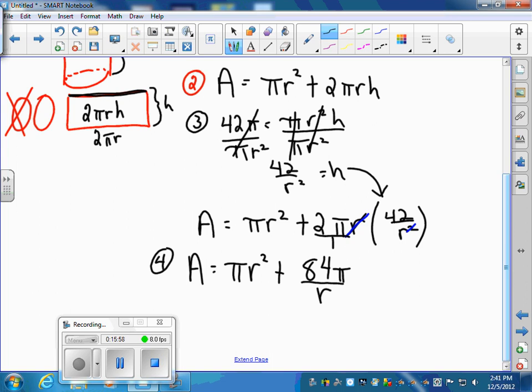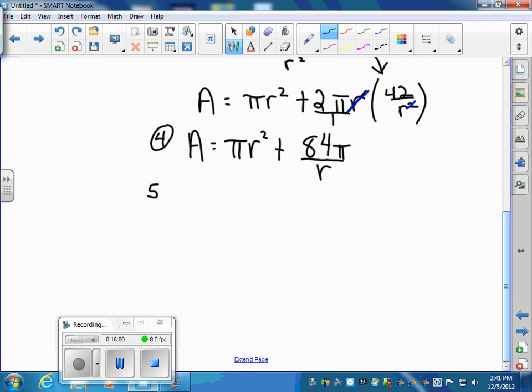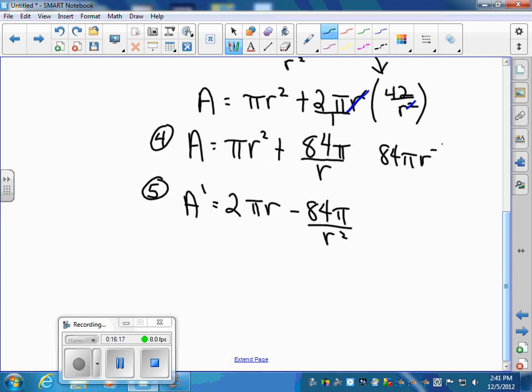And now, step number 5, we're ready to take our derivative. So my derivative would be A prime equals 2 pi r minus 84 pi over r squared. And again, this was 84 pi r to the negative 1. Negative 1 comes down, makes that negative 84 pi r to the negative 2, which would be over r squared. We'll put that over 1.